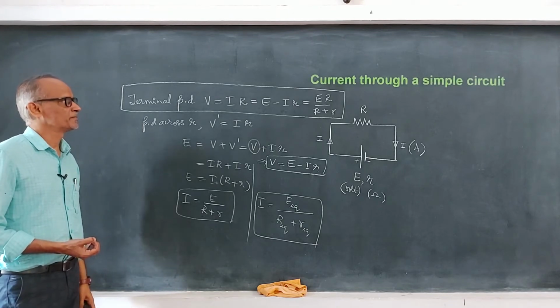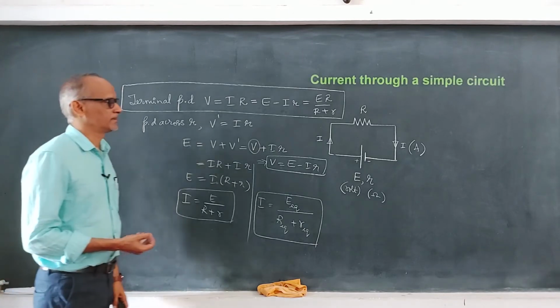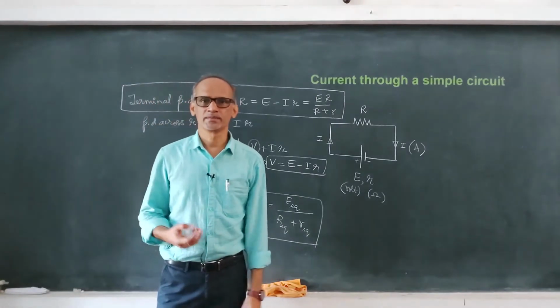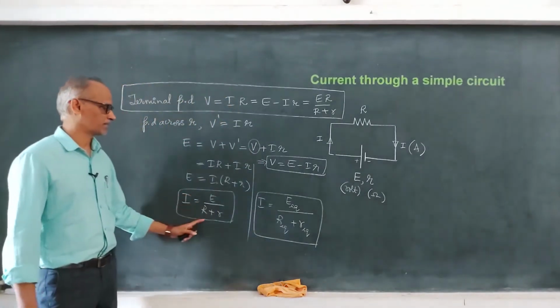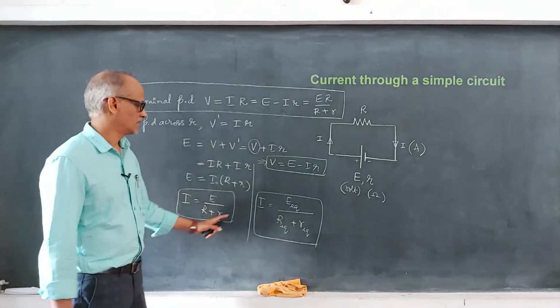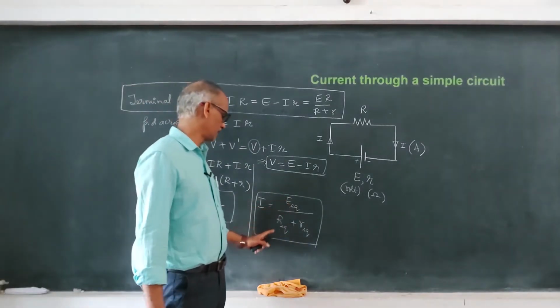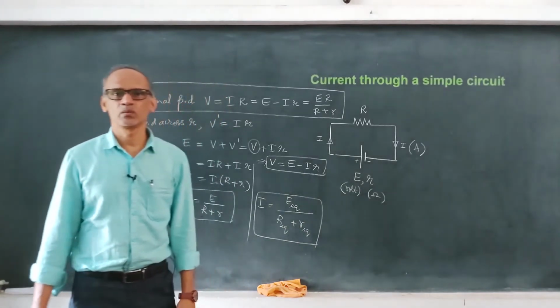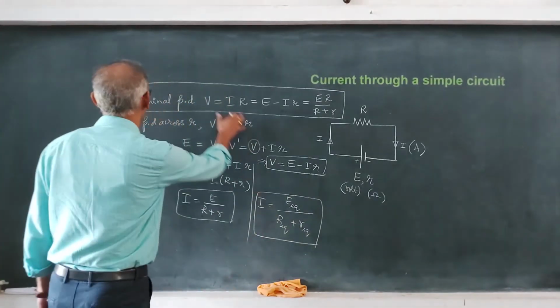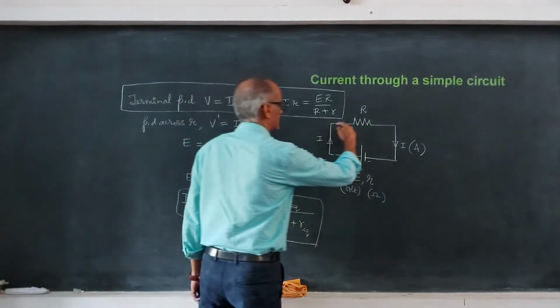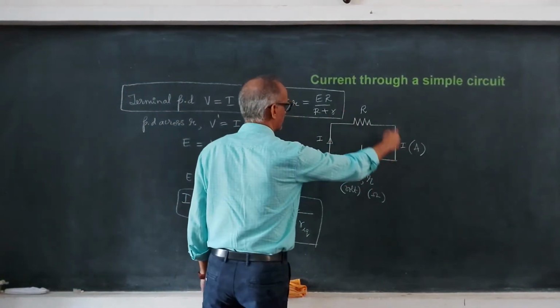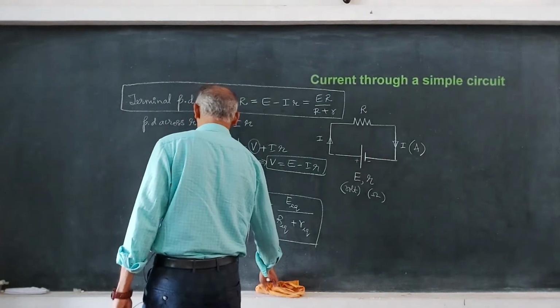So, hope you have understood the current through a simple circuit. Current through a simple circuit is given by the formula I is equal to E by R plus r. If there are many cells, we use I is equal to E equivalent by R equivalent plus r equivalent. And this is the expression for the terminal potential difference. Remember, in a simple circuit, the current is the same throughout the circuit.